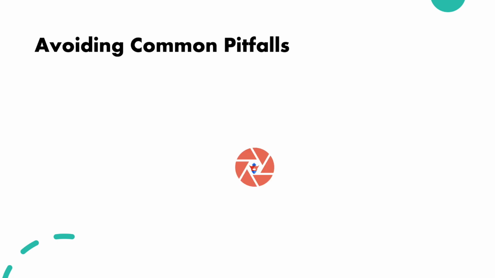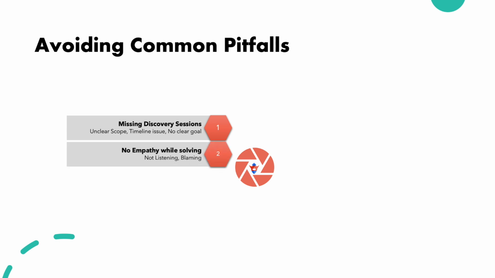Now let's talk about the common pitfalls and common mistakes which an architect makes. First things first, missing the discovery session. Most of the time I see architects start working on the solution, missing the discovery session, and they don't have a clear understanding of the scope, timeline, and no clear goal for what they are doing. They start directly jumping into the solution without knowing the background.